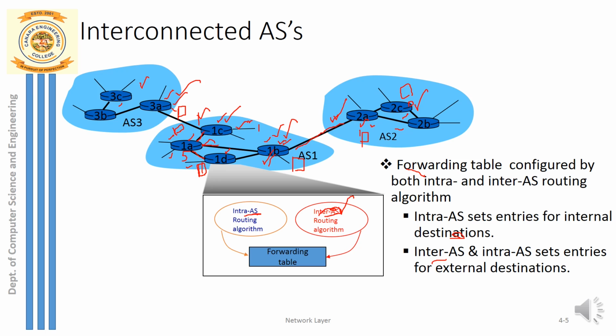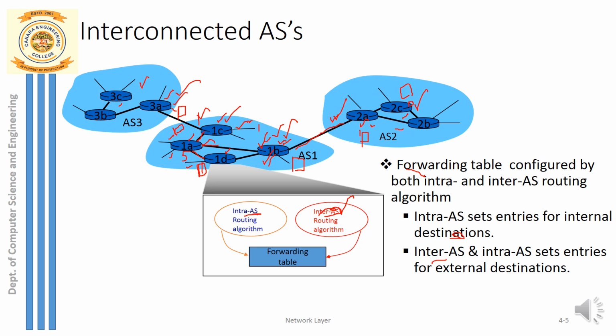See, 1A will know that the destination is 2C, right? So 1A will know the destination 2C, but 1A also should know how it can reach 2C, or via which router inside AS1 it can reach this node or the router 2C. So here there are two edge routers, 1C and 1B. 1B is the router through which it can actually reach the destination 2C. But 1A should come to know about that, right?